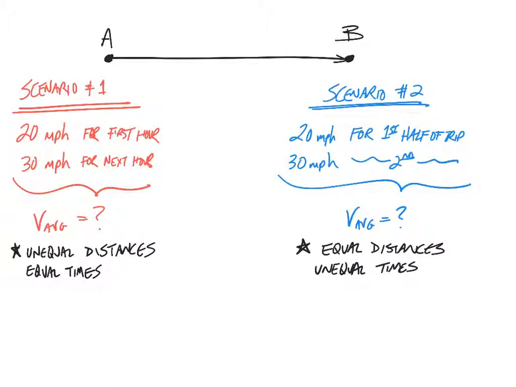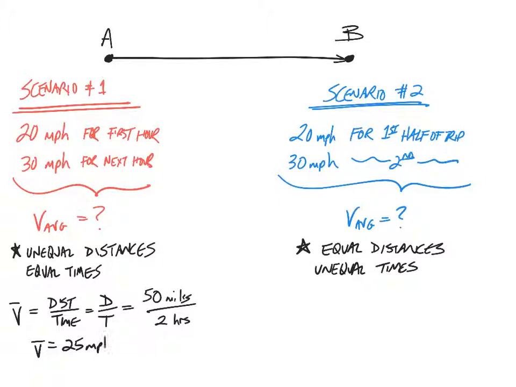All right? So over here, that average speed is easy. It's just going to be distance over time, big D over big T, if you will. And if you go 20 miles an hour for an hour, that's 20 miles, right? And if you go 30 miles an hour for the next hour, that's 30 miles. So you're going to go 50 miles, and you're going to do it in 2 hours. That means your average speed is going to be 25 miles per hour.